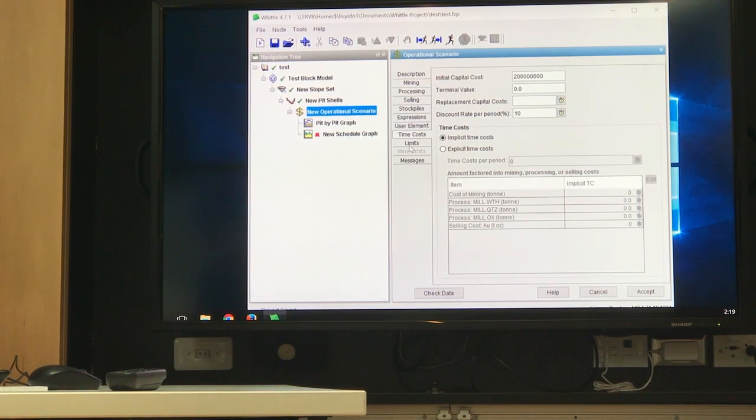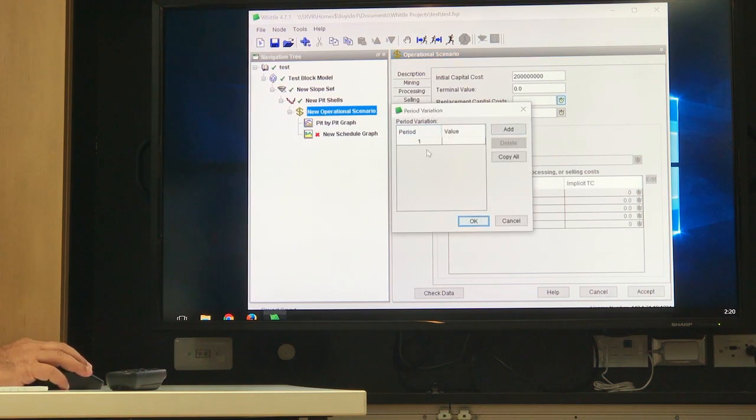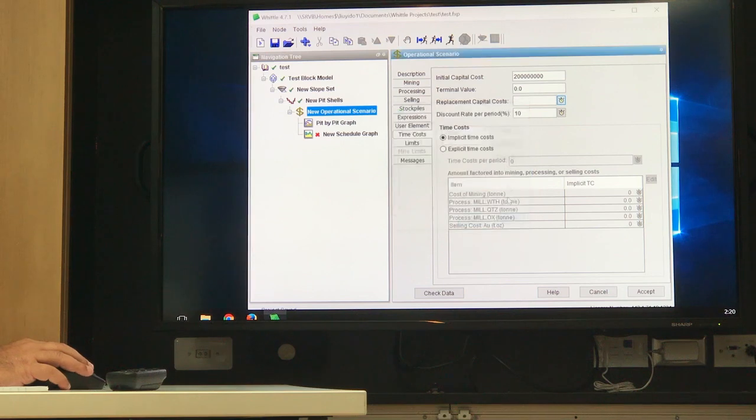Replacement capital cost is something when you have something called sustaining capital, right? And you are going to replace your fleet every 5 years or every 6 years. Okay, that's going to be a significant, big capital cost to put here. And then you could put it, let's say, every 5 years, every 6 years. Okay. And then the discount rate here.